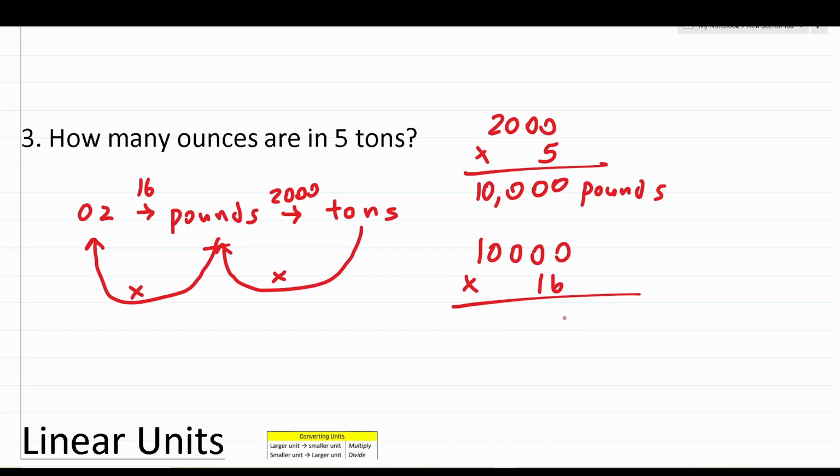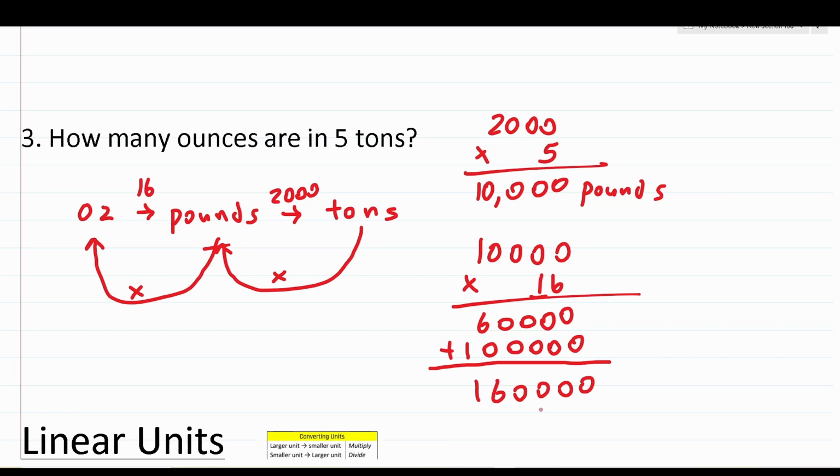0 times 6 is 0. 6 times 1 is 6. Before we start multiplication with that 1, bring in a 0 placeholder. 1 times 0 is 0, and 1 times 1 is 1. Let's add these together. 0 plus 0 is 0, 6 plus 0 is 6, 1 plus nothing is 1.